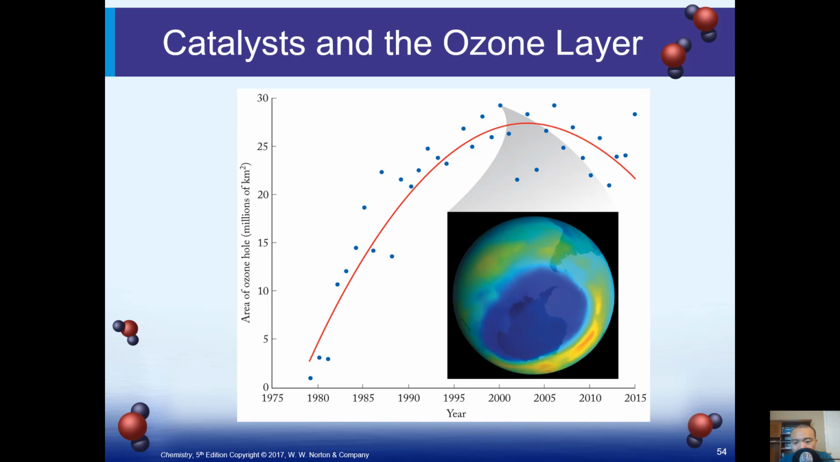This prediction was later supported by experimental evidence that demonstrated a thinning of the ozone layer and the appearance of an ozone hole over Antarctica. This phenomenon is illustrated in this figure, as you can see over here. The ozone hole increased substantially from 1980 to the year 2000. This trend led to an international agreement called the Montreal Protocol, which limited the production of CFCs.